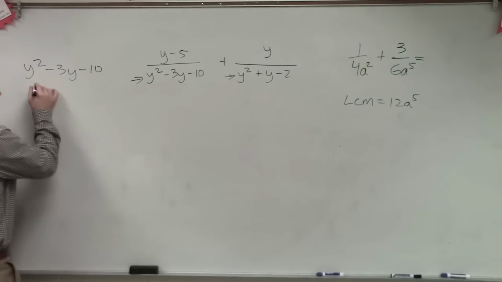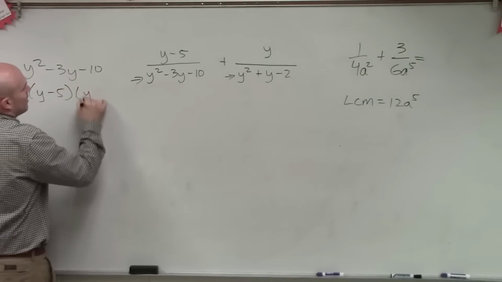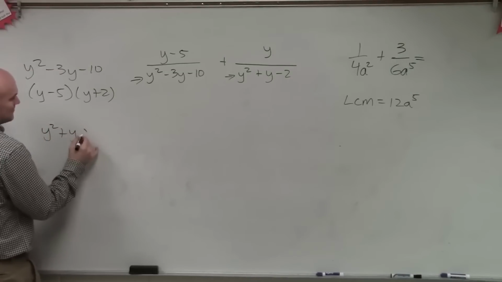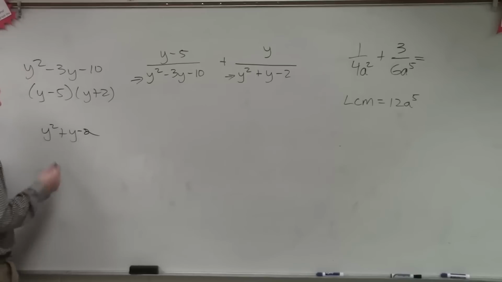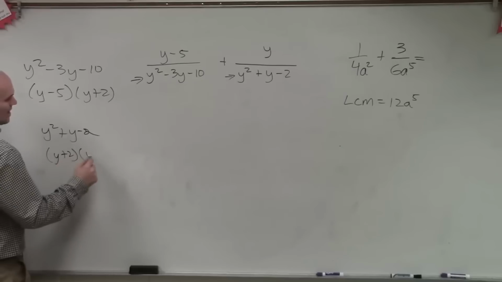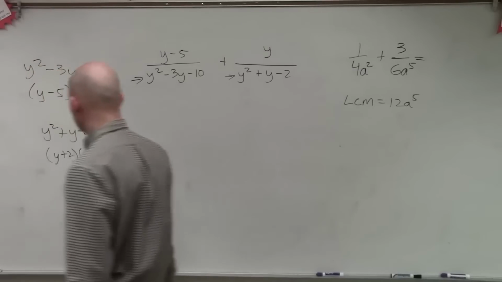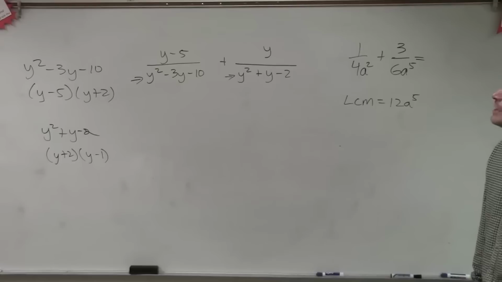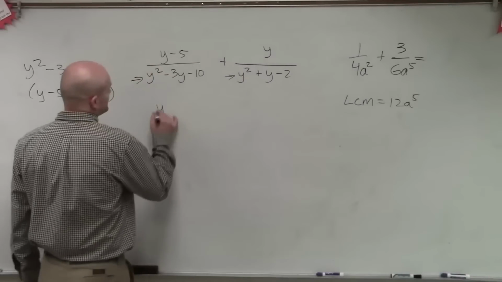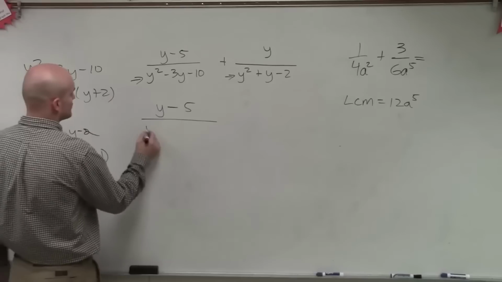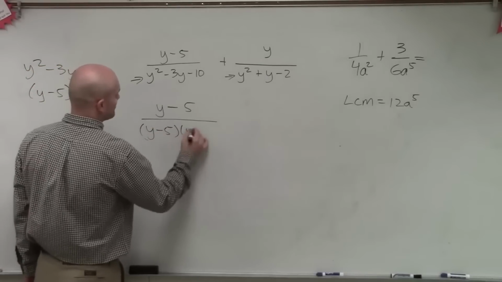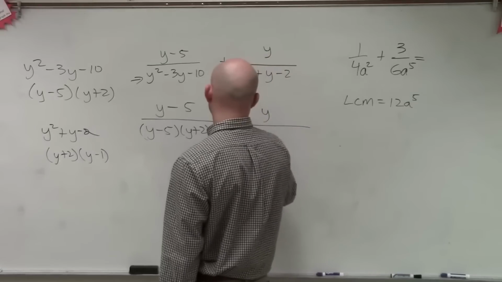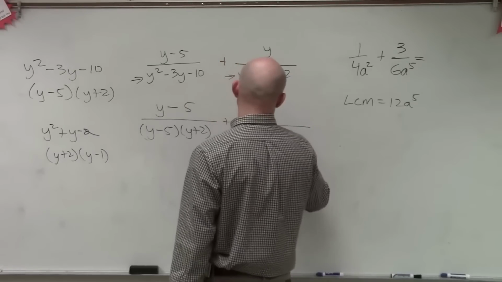Can that be factored? Of course it can: y minus 5 times y plus 2. And then, can we factor y squared plus y minus 2? Of course: y plus 2, y minus 1. Yes? No? That's right. Okay. So now I'm going to rewrite this as y minus 5 over my new factored form, y minus 5 times y plus 2, plus y over y plus 2 times y minus 1.